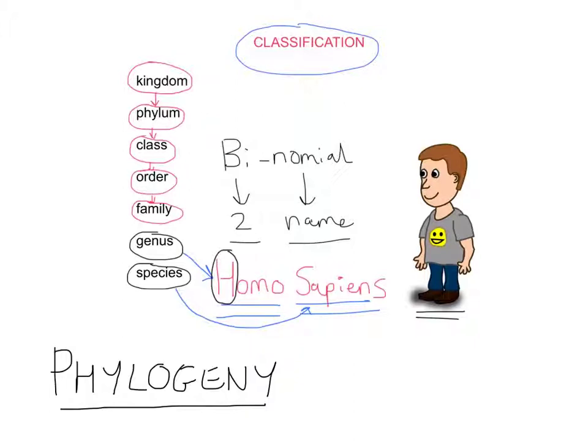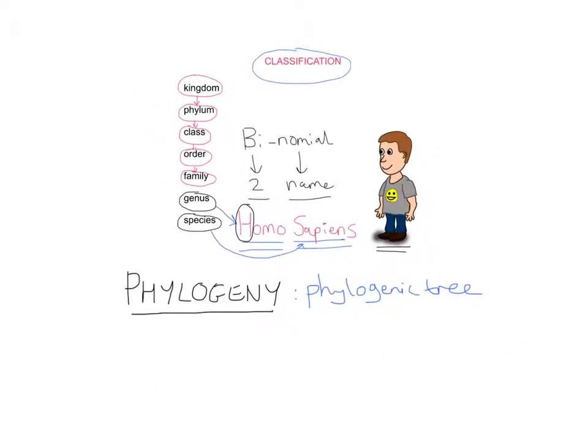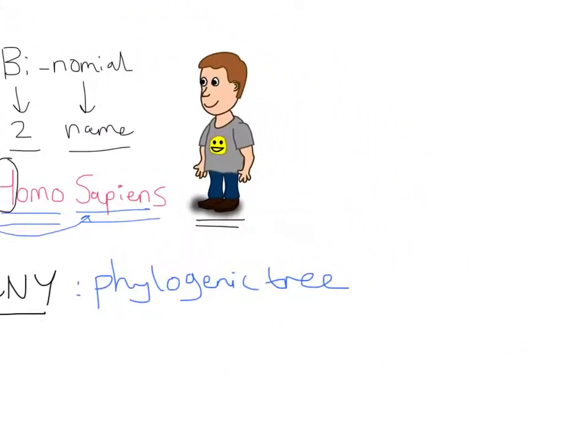Now, the phylogeny of an organism reflects the evolutionary branch that led up to it. And these are often represented by what's called a phylogenic tree. We have the oldest species at the base and the more recent ones at the end of the branches. So we're just going to draw a phylogenic tree to show what this could look like, and I'll explain.